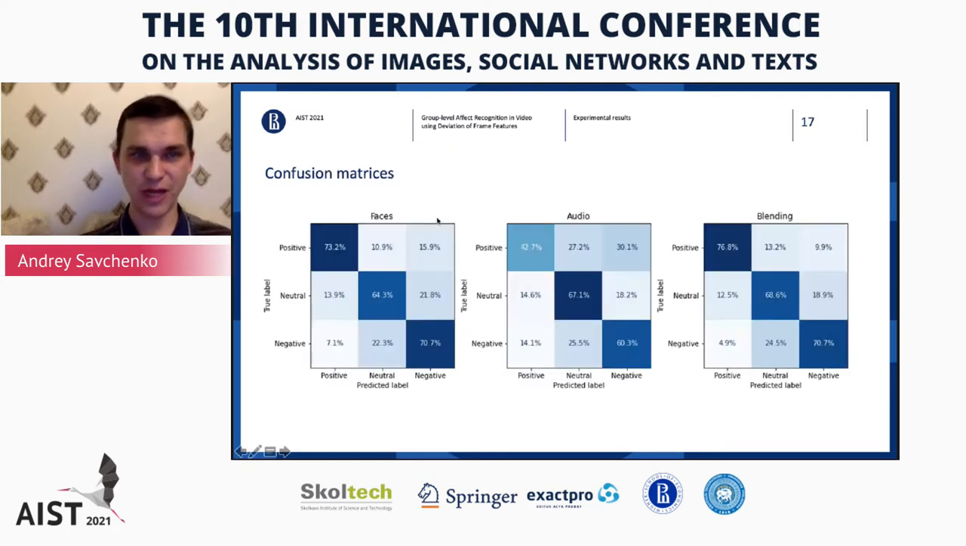Here are the confusion matrices of the processing of faces only. Of audio, you see that audio is classified not so well, but neutral is more or less the same, while positive is classified really, really badly. And here is our ensemble, our blending. You see that it's still slightly better than these faces. So if we can process faces and audio, let's do it. But if we don't need it, probably even this part is enough.